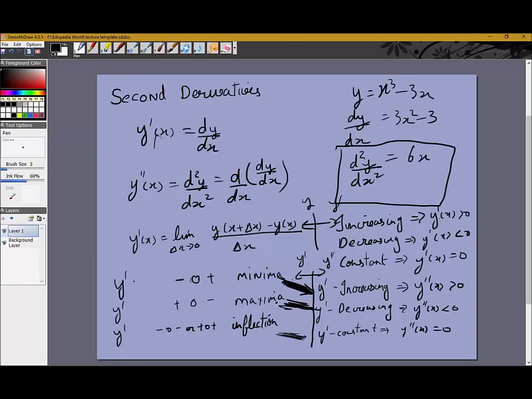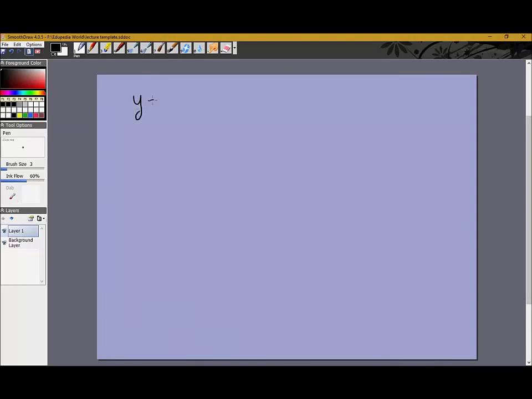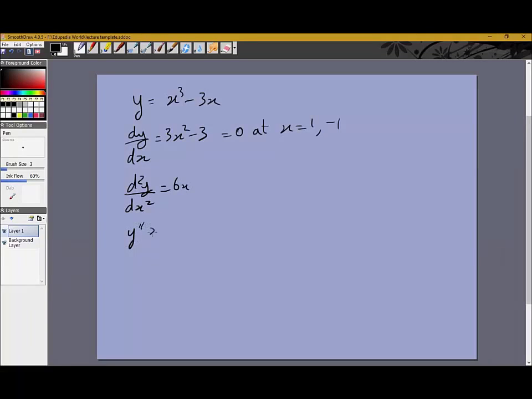Right. Let's look at this function in detail once more just to see it all. y is equal to x cube minus 3x. dy by dx is equal to 3x squared minus 3, which is equal to 0 at x is equal to 1 and minus 1. d2y by dx squared is equal to 6x. That means y double dash is greater than 0 at x is equal to 1. y double dash of x is less than 0 at x is equal to minus 1. Which means x is equal to 1 is a minima and x is equal to minus 1 is a maxima.